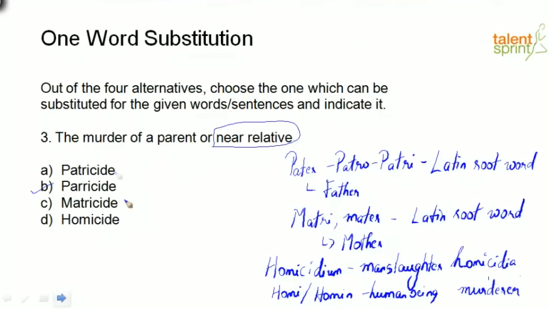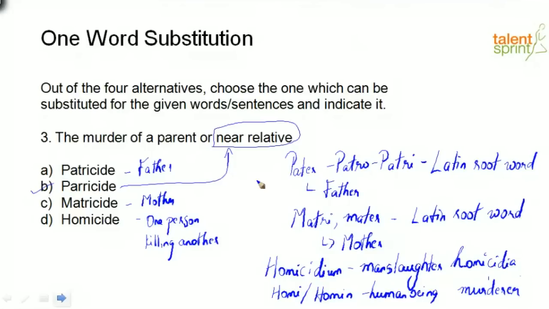I can't look at the remaining three options, because this one is exclusively for father, this one is exclusively for mother, and homicide is just one person killing another person, right? So, not necessarily a near relative. Having looked at all of these options, I can safely say option B, parricide, because I can't choose any of the other three options, which do not include near relative.